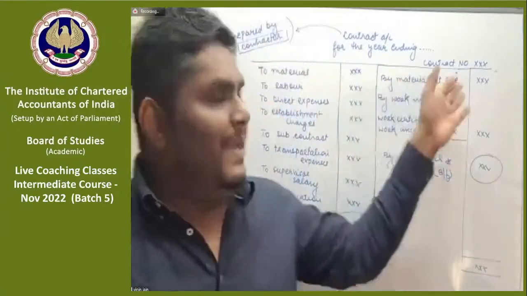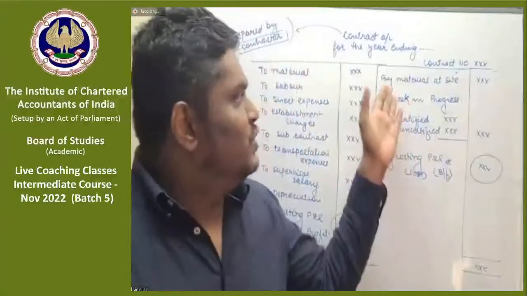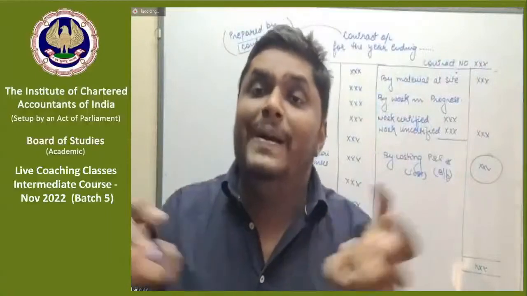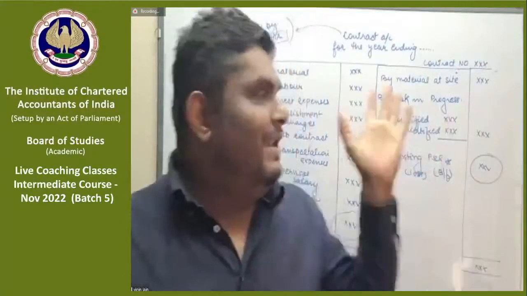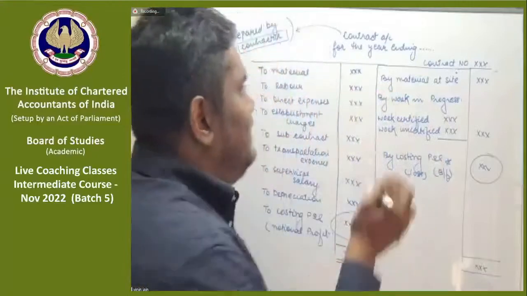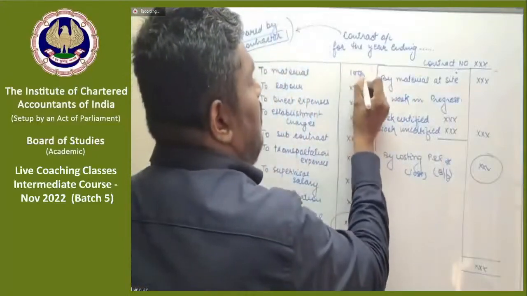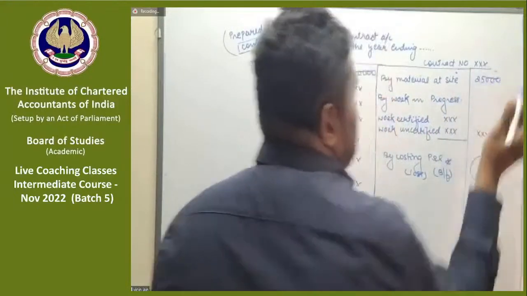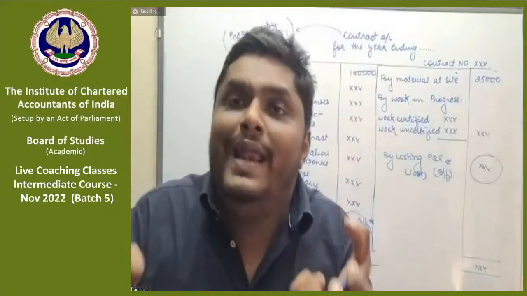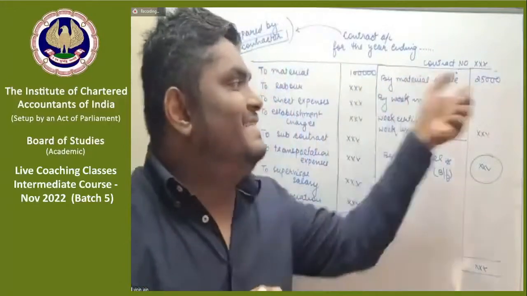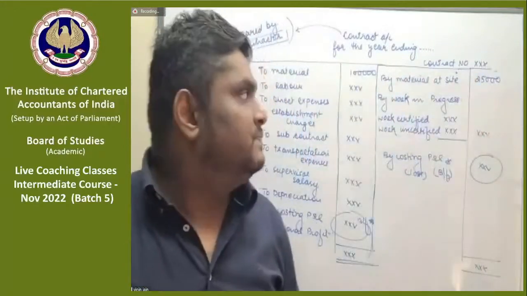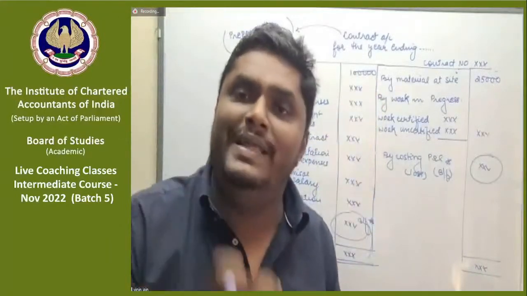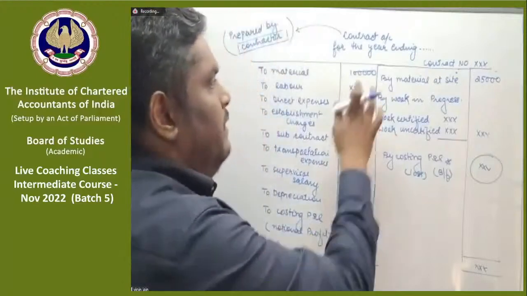When talking about material at site, what does material at site mean? The material that is left out at site. Let's say the material supplied to the contract is 1 lakh. And the material that is lying at the site is 25,000. So it means what? Our net expenses on material is how much? 75,000 only.